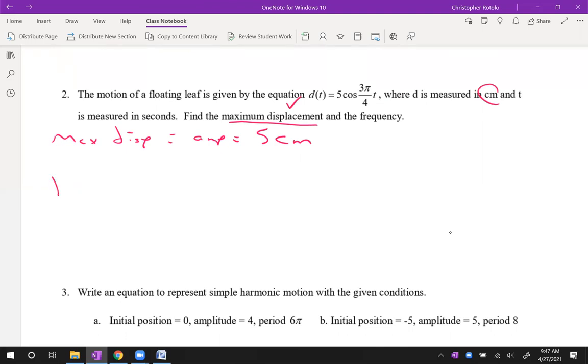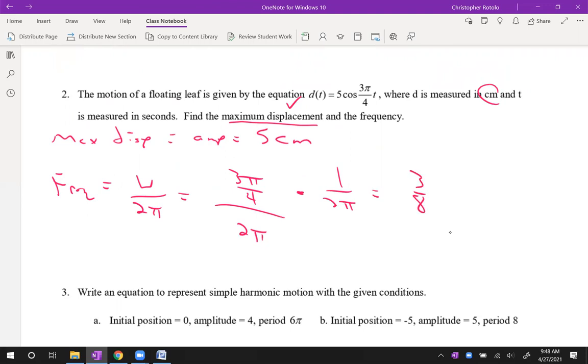So the frequency is omega divided by 2 pi. We're going to take 3 pi over 4 and divide it by that 2 pi. So that's times 1 over 2 pi, and our pi's cancel out. We got 3/8. So our frequency is 3/8. That means we're going to do 3/8 of a cycle per second, because this was time measured in seconds.